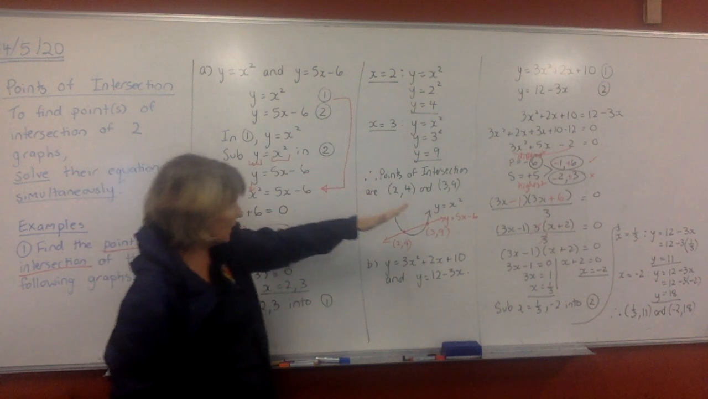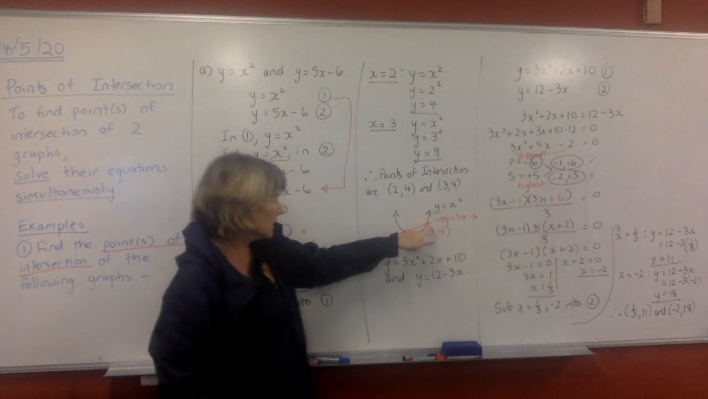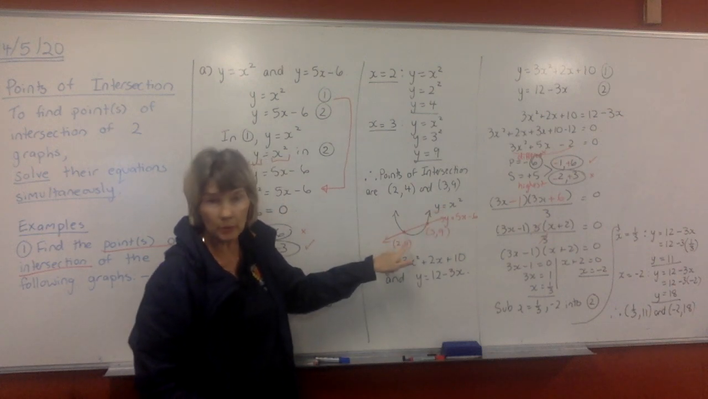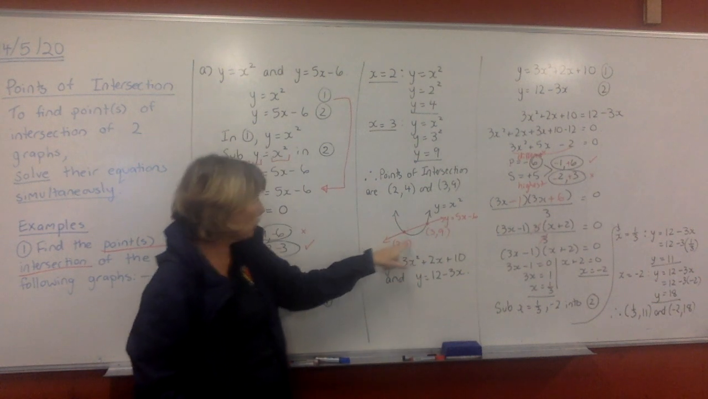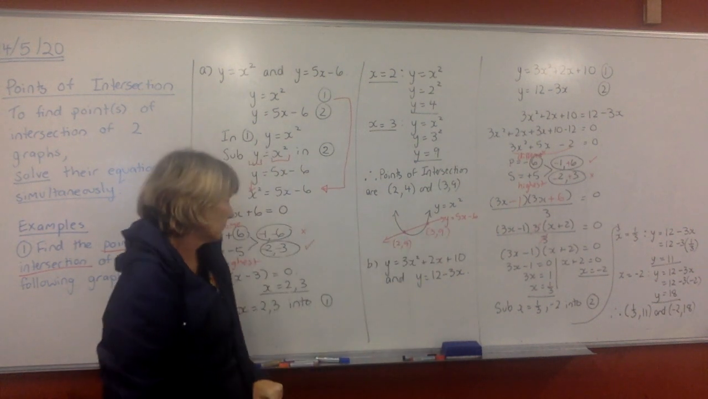So it's going to lean that way. And it's going to have 2 points of intersection because we just found those. So that's what's going on in the graph. (2, 4) and (3, 9) being your points of intersection.